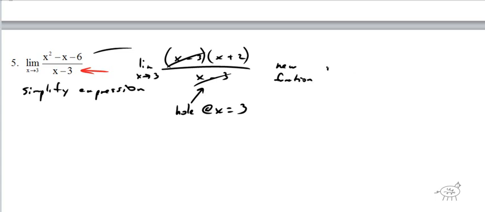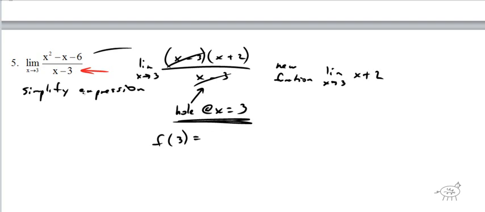So my new function is really the limit as x approaches 3 of x plus 2, because everything else canceled. And this is now linear. So remember what I told you about holes? Holes don't matter for limits. If I actually said what's f of 3 for this function, you can't plug a 3 into the new equation.